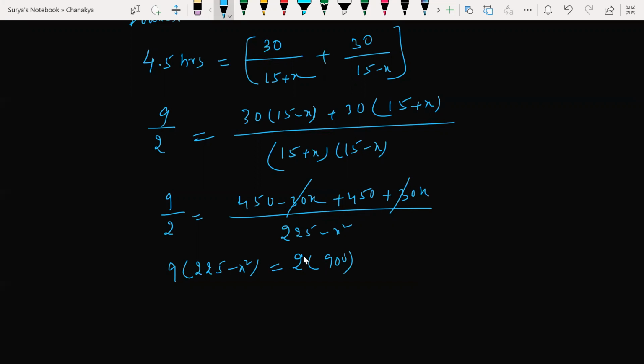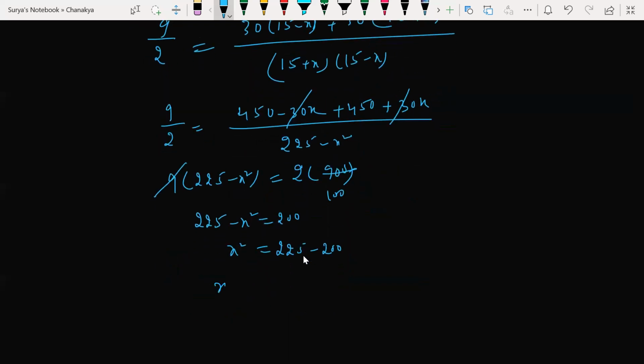Sir, if you transpose the 9, you can cancel. 900. Look at this, 900. So 100 here, perfect. So 225 minus x square is equal to 200. Am I correct? X square is equal to 25. Simple. What is the x value here? X is 5. This is how we can find it.